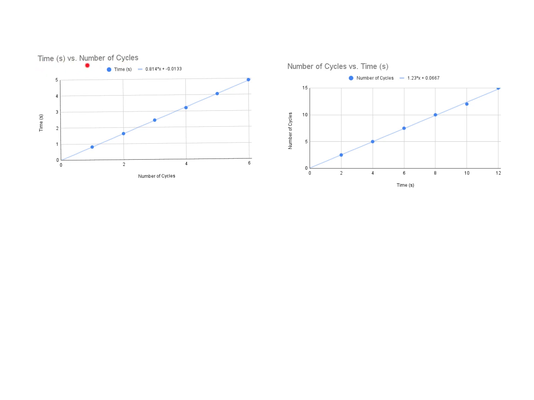So this one says time versus number of cycles. This one says number of cycles versus time. You should also include the trend line and the equation. So you have to add the trend line and then show the equation up on the top. You don't necessarily need the equation, but it will make the summary questions a little bit easier because it will give you the slope and it will give you the y-intercept for each graph.